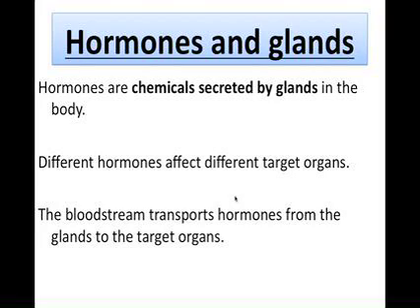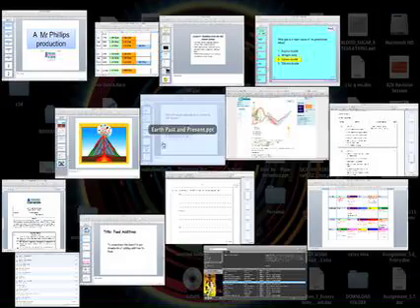Hormones and glands. Now, hormones are chemicals secreted by glands in the body. Different hormones affect different target organs. And the bloodstream is the thing that's responsible for transporting hormones from the glands to target organs in the body.